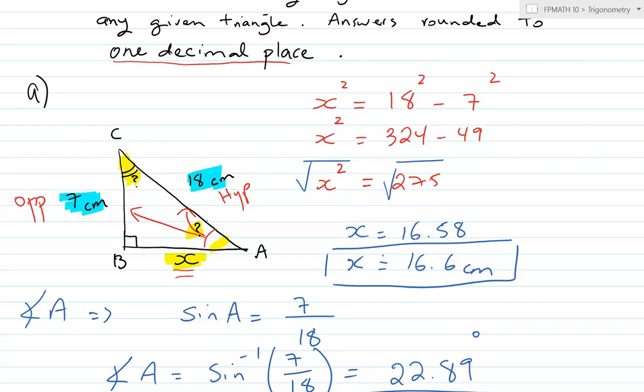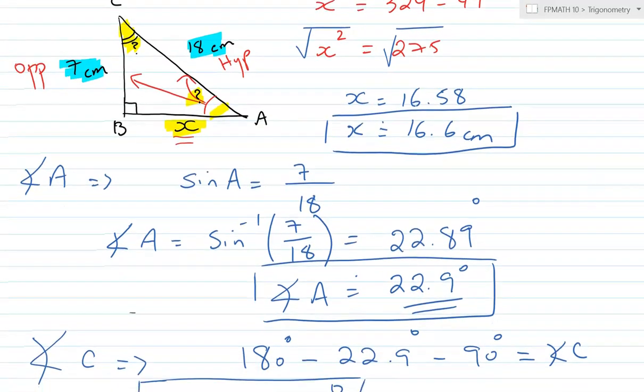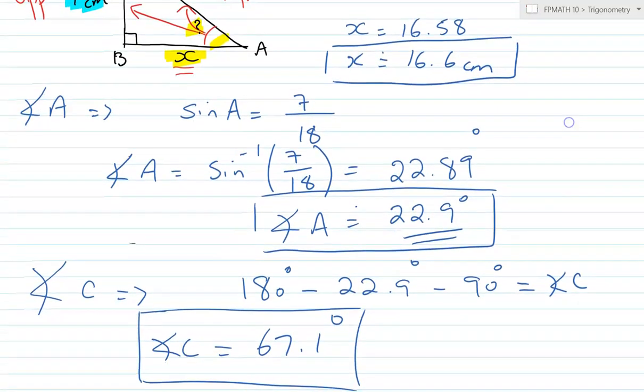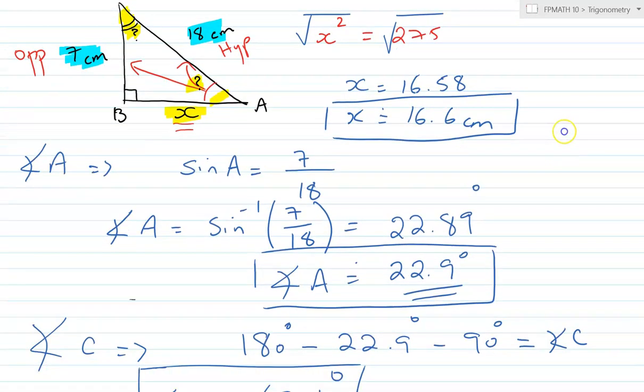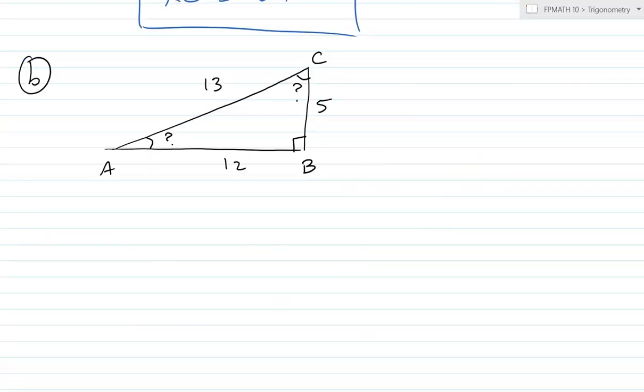All right, and then for angle A, you're using what is given to you. Don't use the value that you just found in case you have made a mistake. So use the original values, 18 and 7, plug it in, and for angle C, I use the sum of the interior angles of a triangle equal to 180, which is the simplest way, or you can use trigonometry using cosine.